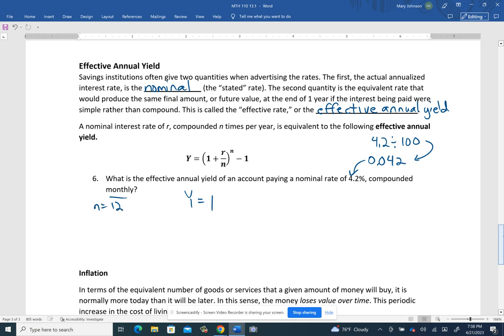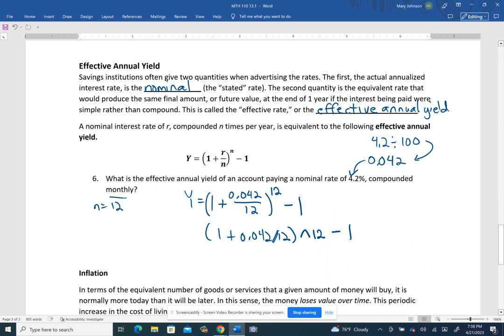So I'm just going to put that in. 1 plus 0.042 divided by 12 in parentheses, raised to the 12th power, and then I'm going to subtract 1 from that. All right, and I just type this in my calculator. This is what it looks like. I do a left parenthesis and then 1 plus 0.042 divided by 12. It will do the division first and then add 1, which it should. Then I'm going to raise that to the 12th power, okay, and then subtract 1. And it'll do the exponent before the subtraction like it's supposed to.